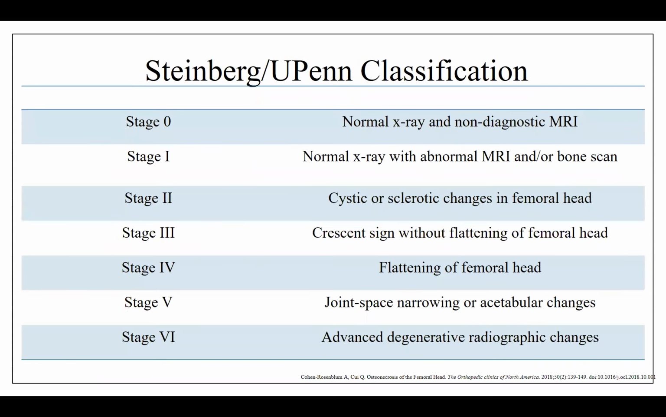There are 6 stages in this classification system. Stage 0 is again where we have normal x-rays and non-diagnostic MRIs. Stage 1 is where we have a normal x-ray, but now we have an abnormal MRI. Stage 2 is where we have femoral head changes. Stage 3 is where a crescent sign is present, but there is no flattening of the femoral head. Stage 4 is where we have a flattening of the femoral head. Stage 5 is where there's joint space narrowing or acetabular changes. And stage 6 is where you have advanced degenerative radiographic changes.